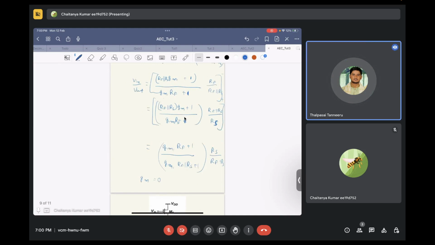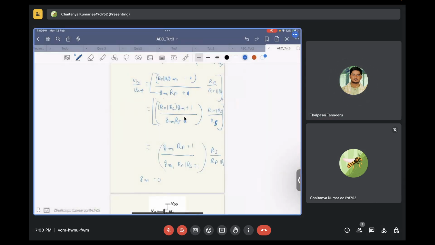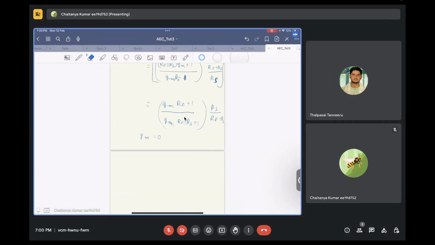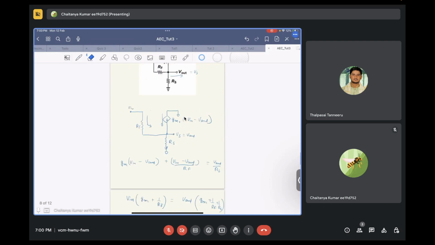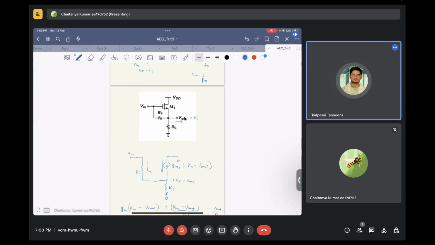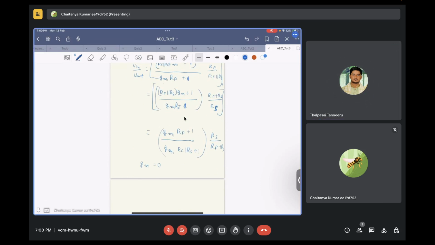Sir, RS by RF plus RS. Does this make sense? If GM is equal to 0 in this particular case, there will just be a voltage divider between RF and RS, right? Yes, sir. Correct. Dimensions are also correct. So this equation is now correct.